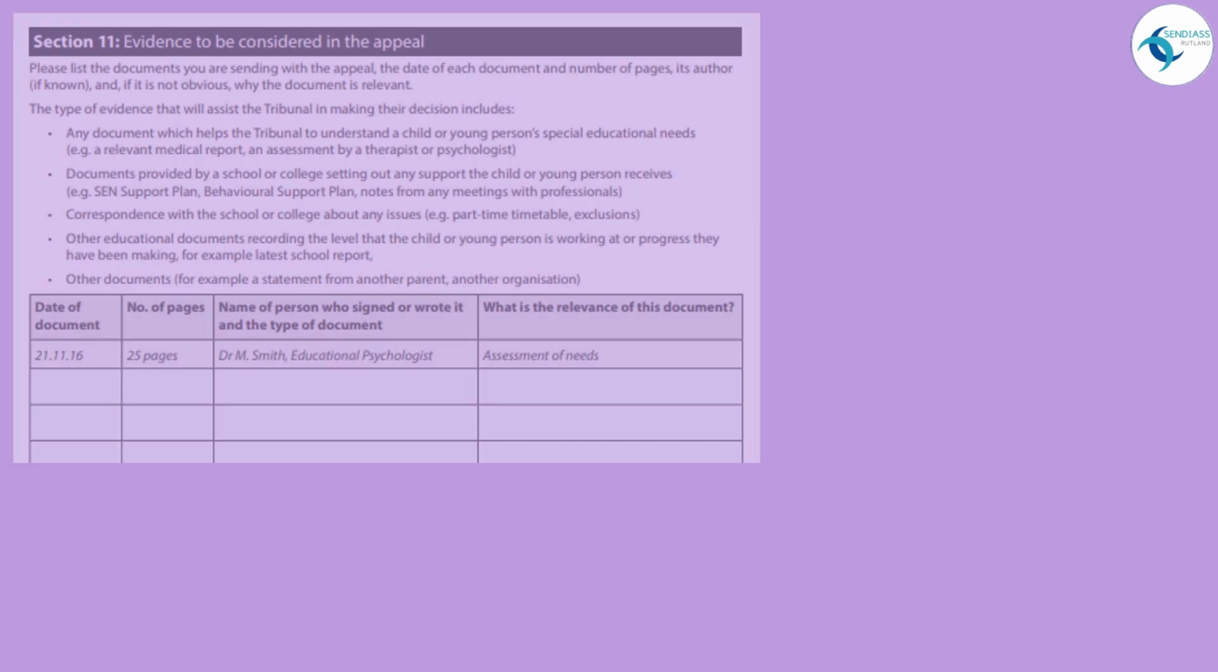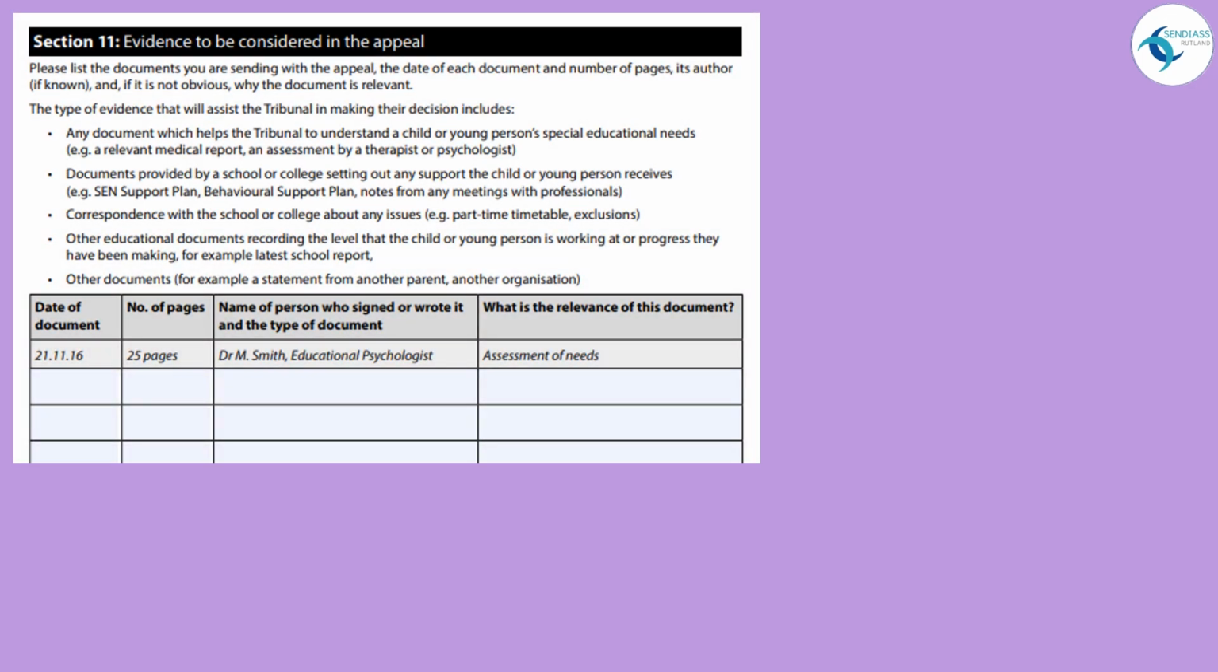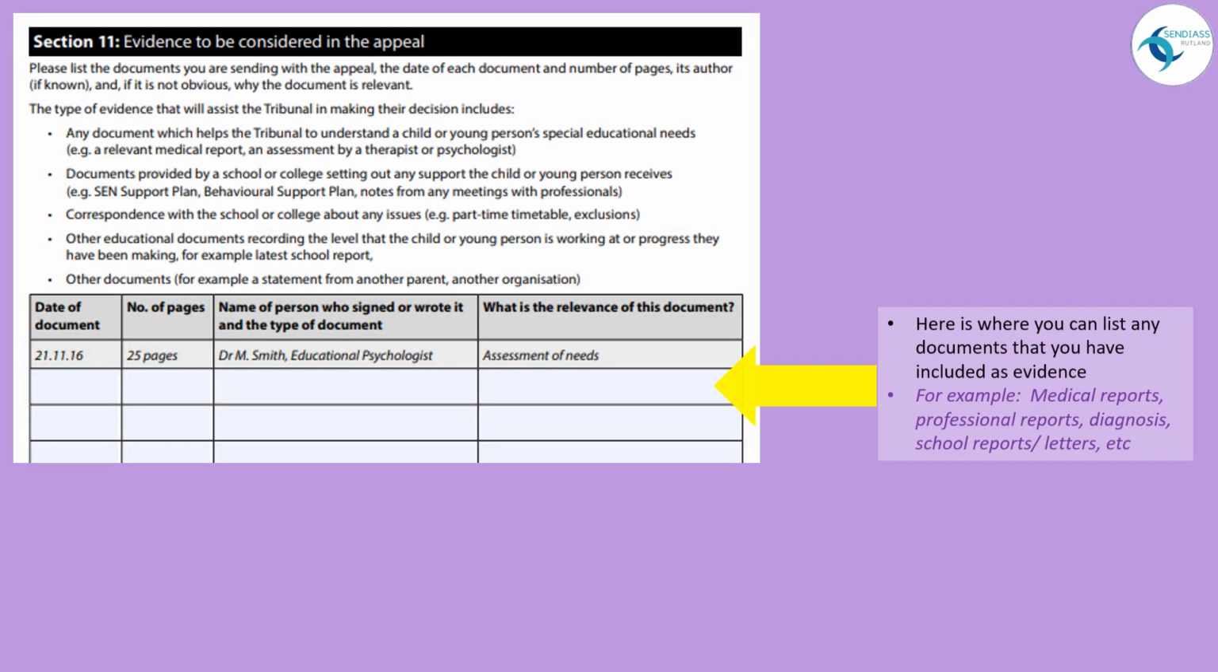Section 11. Evidence to be considered in the appeal. Here is where you can list any documents that you have included as evidence within your appeal. For example, any medical or professional reports that support your appeal. Now you are ready to send your form.